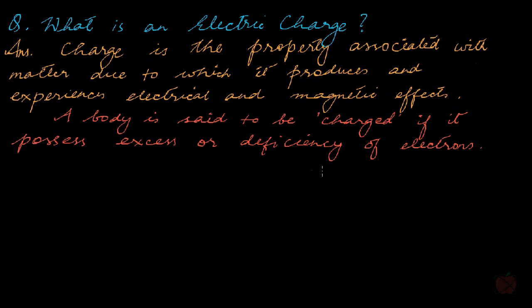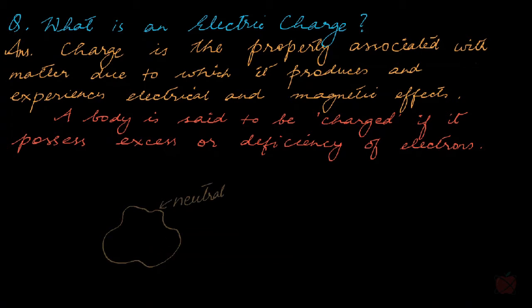Okay, so suppose you have a body. Let's say we have any body. Now this body here is made up of many atoms, and the number of positive charge present in the body is equal to the number of negative charge. I mean, the amount of positive charge is equal to the amount of negative charge. So therefore this body is a neutral body, that means electrically neutral body.